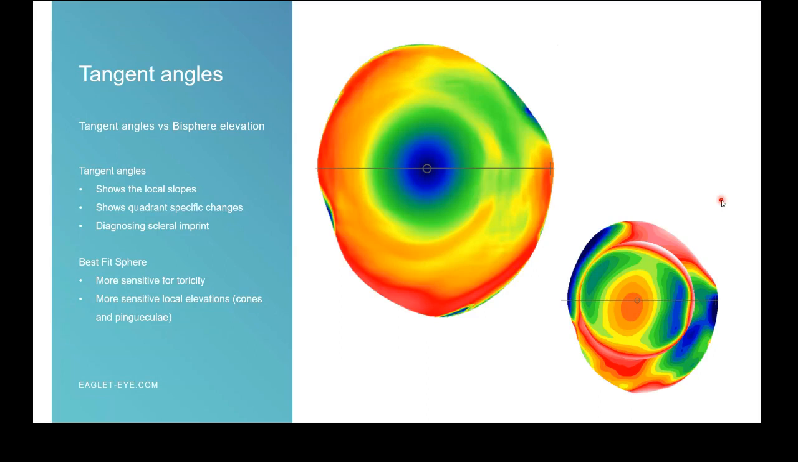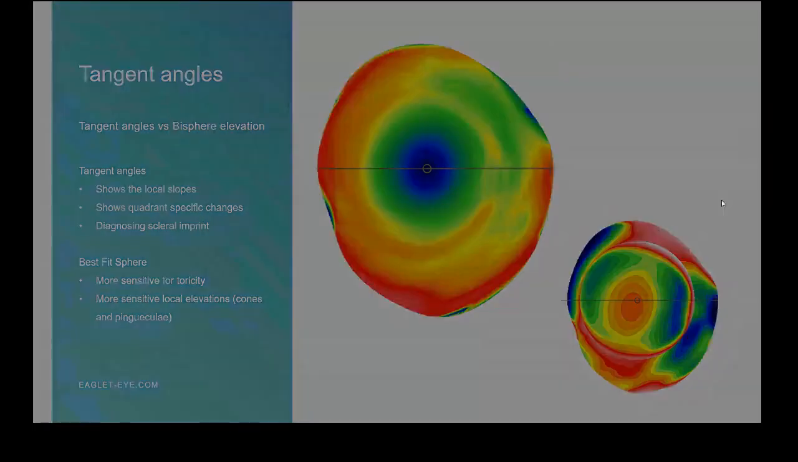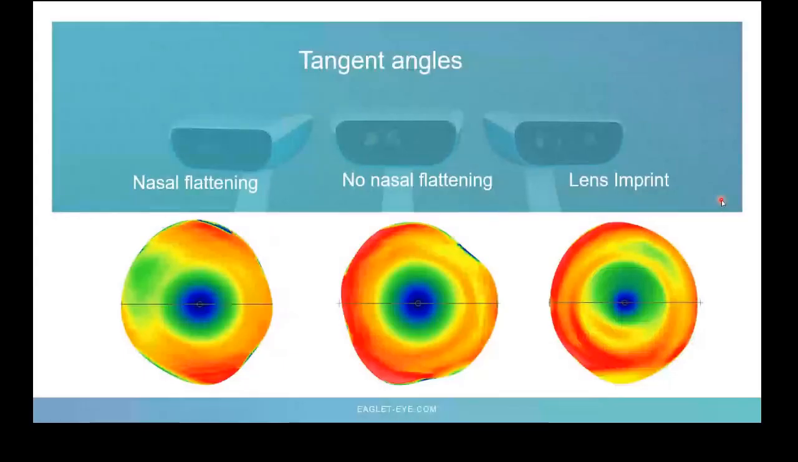So the sensitivity of the tangent angle map is not recognizing whether this is a spheric shaped eye or a toric shaped eye, but more whether I see one quadrant which is more flattened, so the nasal flattening you will often see. So it's sensitive for seeing one quadrant being flatter than the other three quadrants. So these are the three conditions you may see with the tangent angle map.